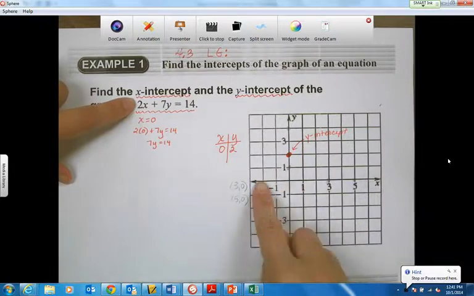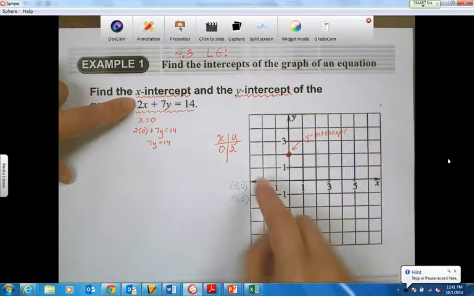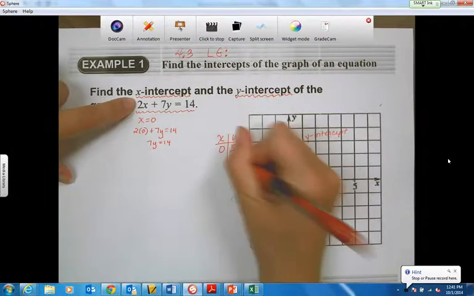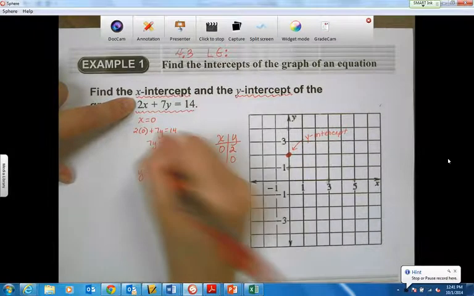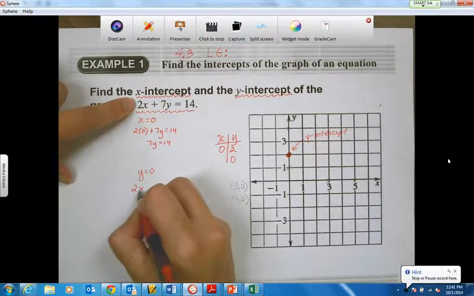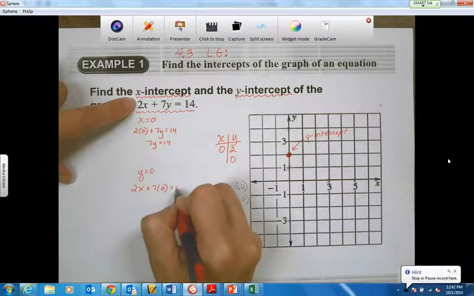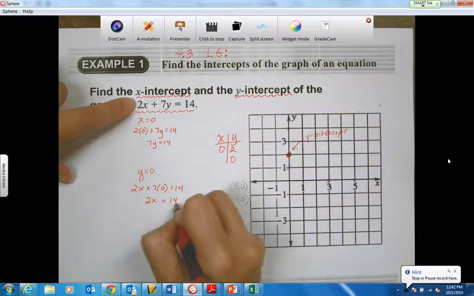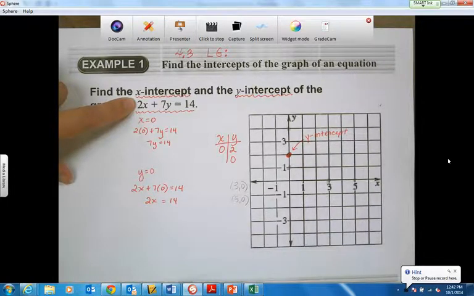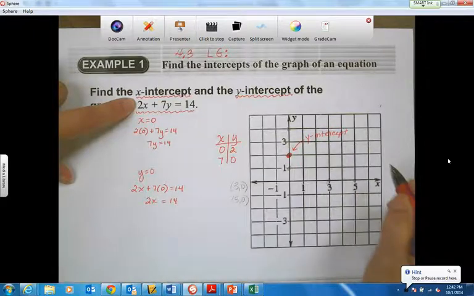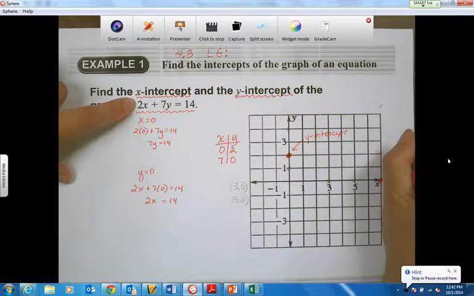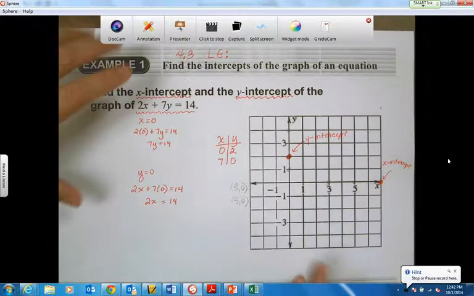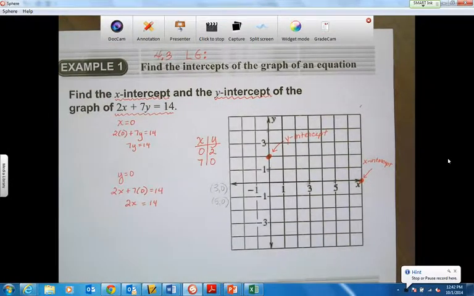So this time I'm going to put in y equals 0. And I say 2x plus 7 times 0 equals 14. So I have 2x equals 14, so that means x has to equal 7. So I'm going to graph 5, 6, 7 here. And this right here is going to be called the x-intercept. Then all I have to do is draw in my line, and I have just graphed it, and I put my arrows on both ends.